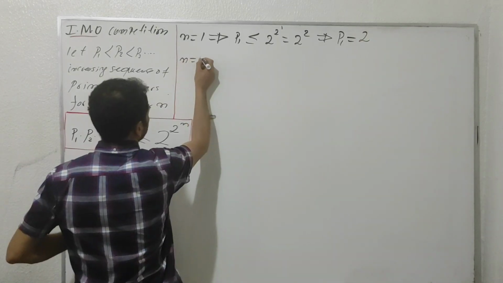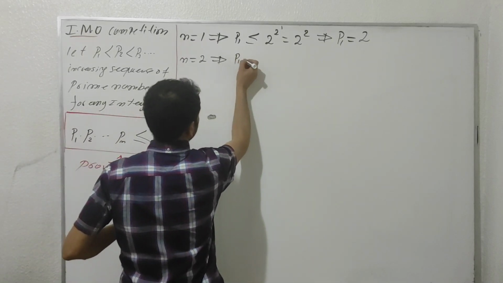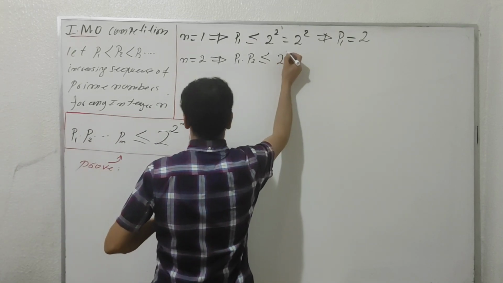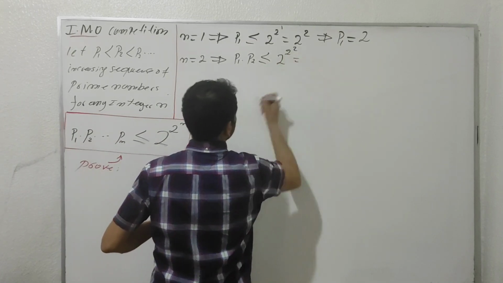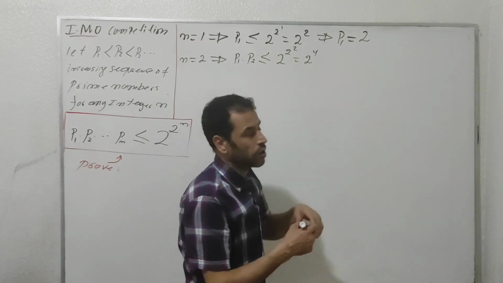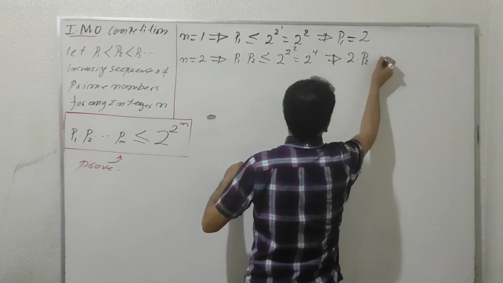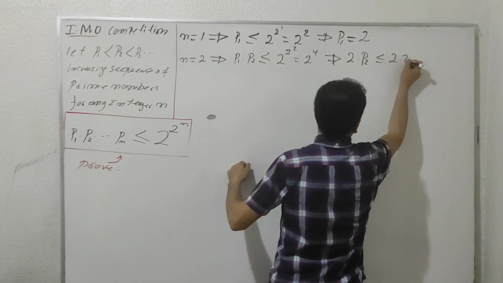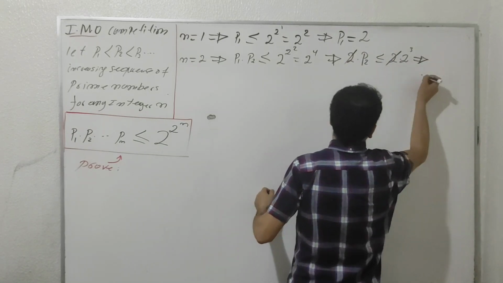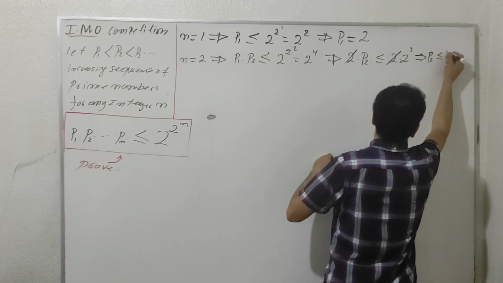For n equals 2, I'm going to check the second case. We have P sub 1 multiplied by P sub 2 is less than or equal to 2 to the 2 to the 2, which gives us 2 to the 4. I'm going to replace P1 with its value. So I will have 2 multiplied by P2 is less than or equal to 2 multiplied by 2 to the 3. I'm going to cancel out the number 2 from the left and right side, which means P2 is less than or equal to 8.